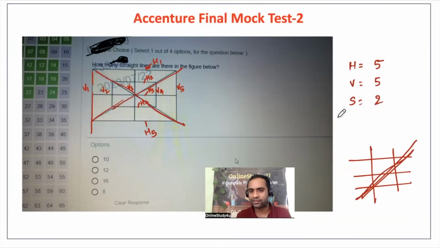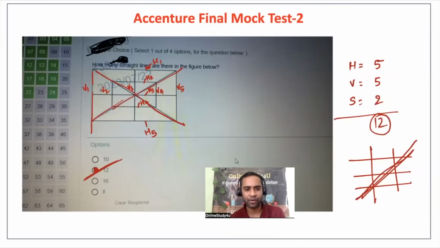So total two slant lines. That means total 12 straight lines are there. Option B will become the correct answer for this particular figure.